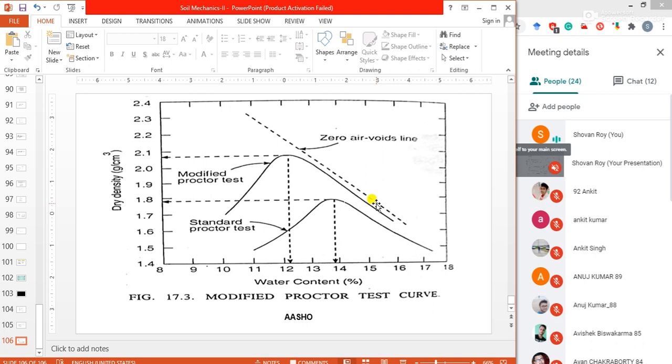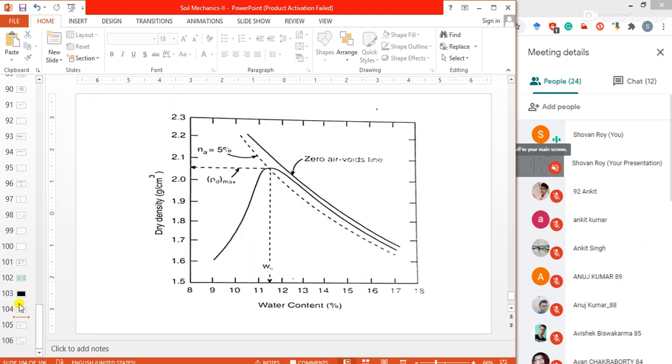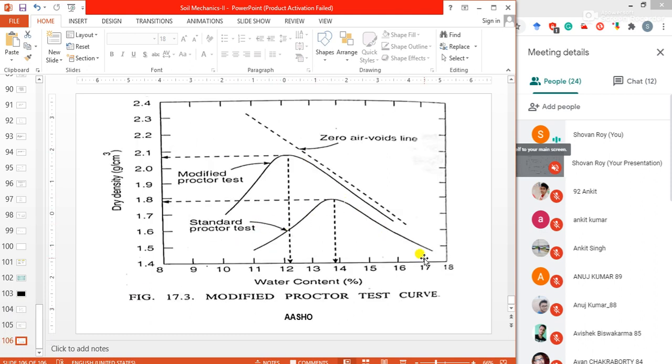And other things are same. Also, in this graph you can see this is our curve for the standard Proctor test. This same curve is plotted here. Okay, this curve is for the standard Proctor test.